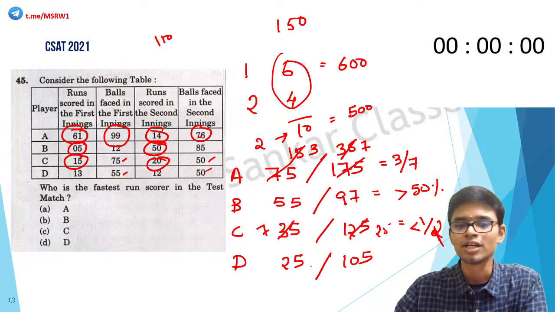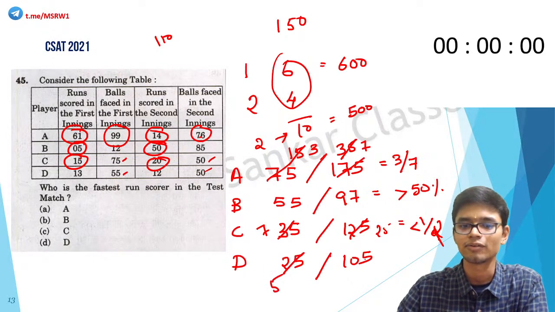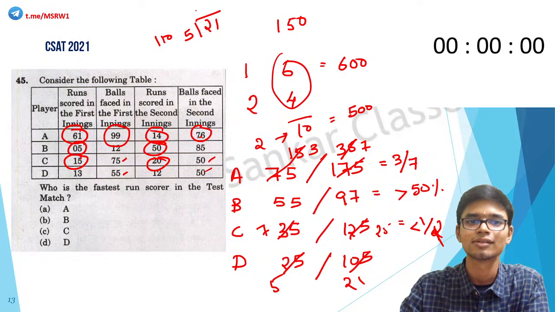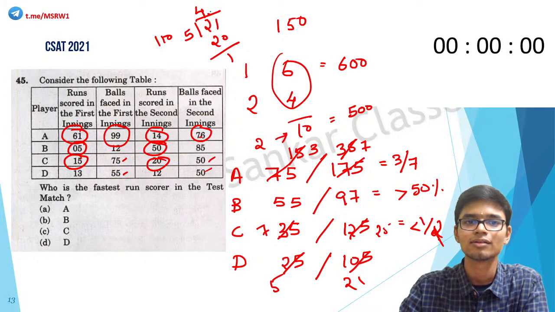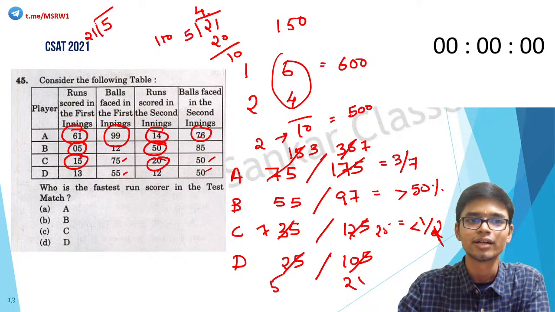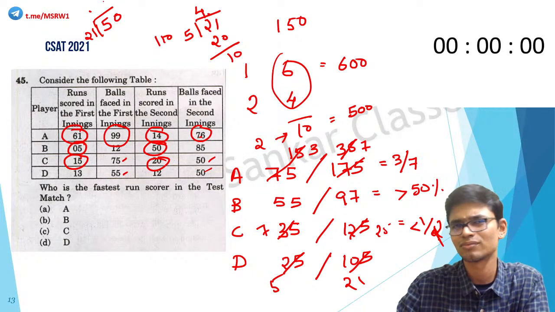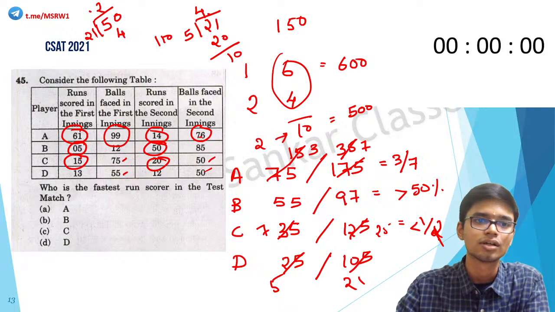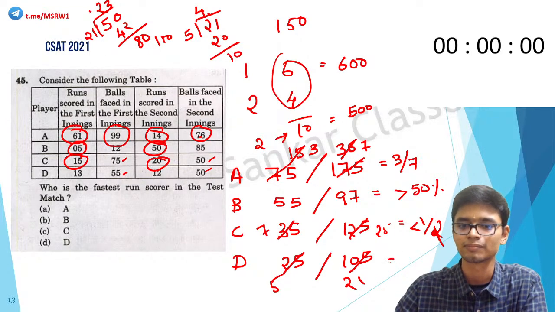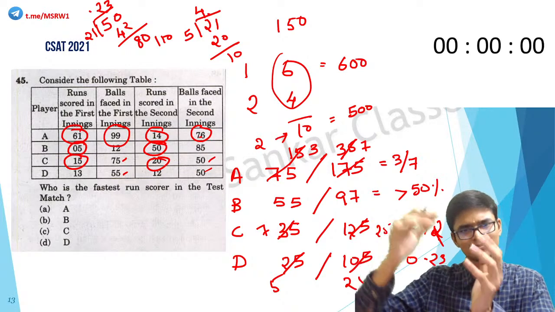Last one, 25 by 105. Again, cancelling by 5, we get 5 by 21. That is how much? If you want to solve this, 4 5s are 20, correct? Sorry, I messed it up. 5 by 21, the other way around. Again, you do not have to do this, but this is just to show you. So 2, 42, 8, 83. Something like 0.23. It doesn't matter whatever it is. It is a very small number.